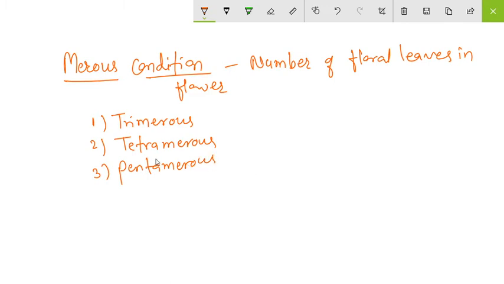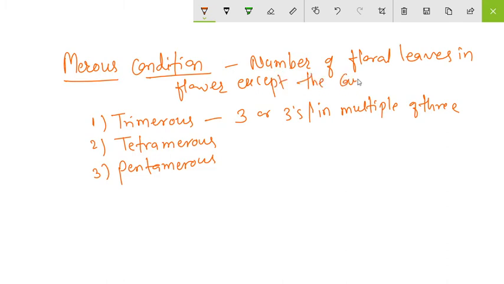Okay, so the trimerous means when the floral leaves they are in multiple of the three, म्हणजे तीन किंवा तीनच्या पटीने, threes or in multiple of three. Except the floral leaves except the gynoecium. इथं गायनोशियम फारसा कन्सिडर केला जात नाही. इथे अदर फ्लोरल, कॅलिक्स, करोला, अँथोशियम वगैरे हे कन्सिडर केले जातात. तर जर तीन किंवा तीनच्या पटीत असतील तर मल्टिपल ऑफ थ्री, दॅट इज द ट्रायमेरस फ्लावर.